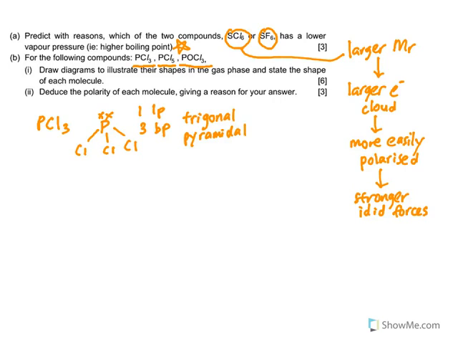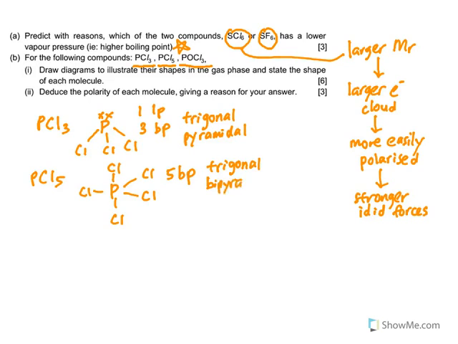Remember, I have a video on VSEPR as well. If you really forget how to draw, look through the video one more time, and you must know how to draw this shape. Next one will be PCl5. For this case, P is group 5 again, 5 valence electrons, and there are 5 chlorines. Each chlorine forms one bond. So P with Cl, Cl, Cl, Cl, and Cl. This is actually no lone pairs but 5 bond pairs. So the shape here is trigonal bipyramidal. Easy, because there's no lone pair, so you just look at all the bond pairs.